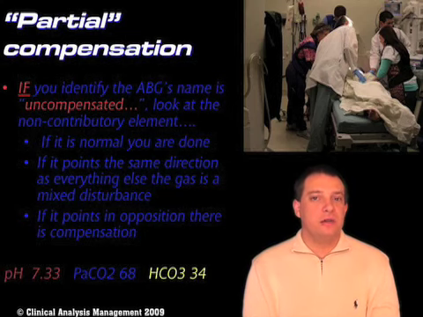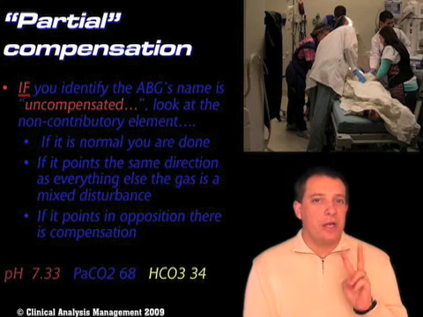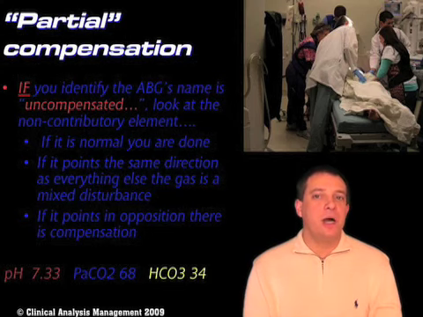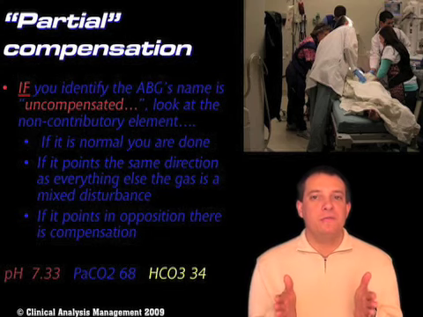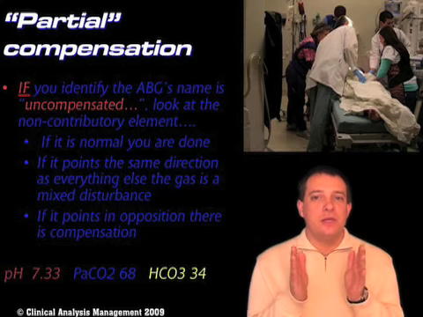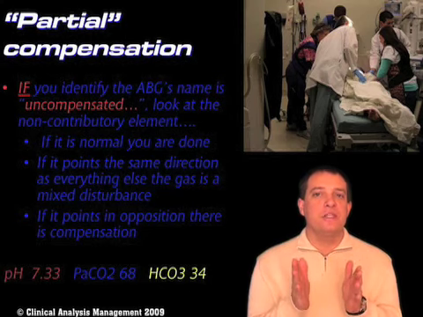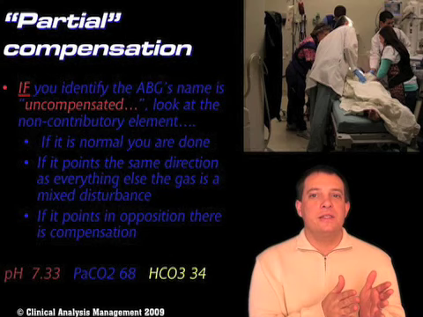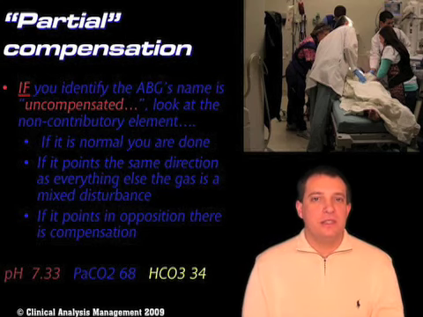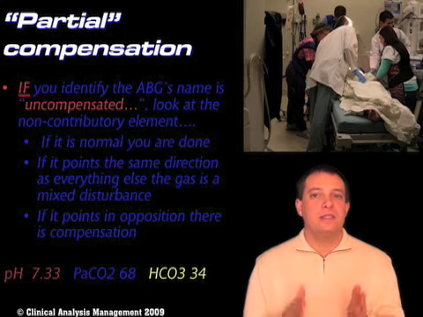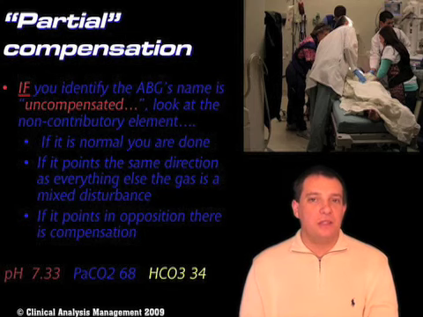Next thing we do is we ask ourselves, what is the first name and the last name? We said for our first name we had two choices, compensated or uncompensated. So when we look at this, 7.33 does not sit between 7.35 and 7.45. So this ABG, the first name is uncompensated. The second thing we do is ask, is it acidotic or alkalotic? We know this is less than 7.4, so this is acidotic. So this is an uncompensated acidosis.